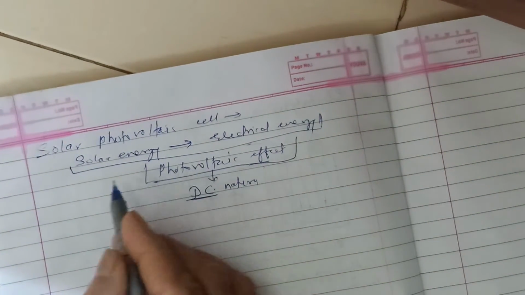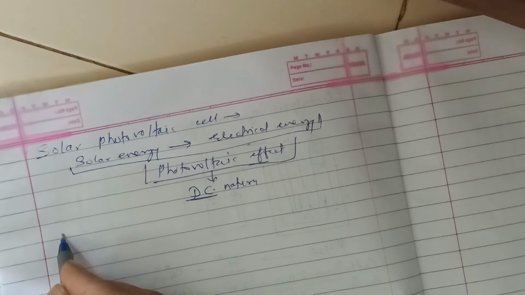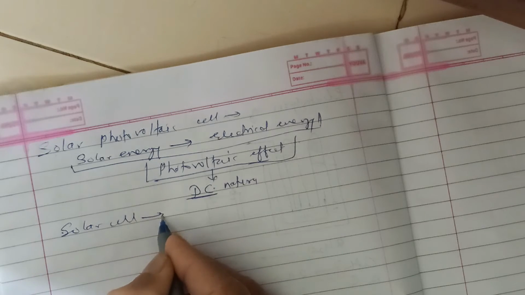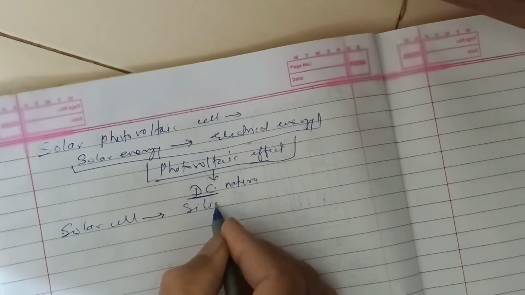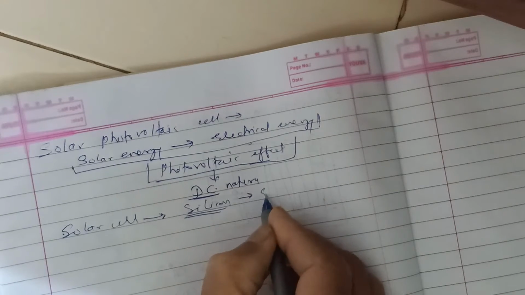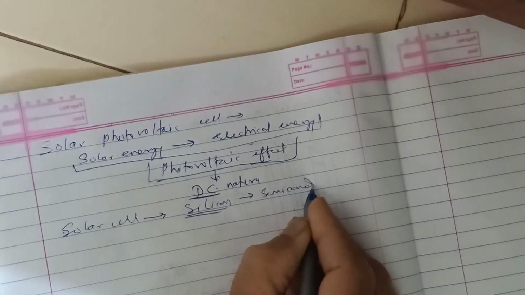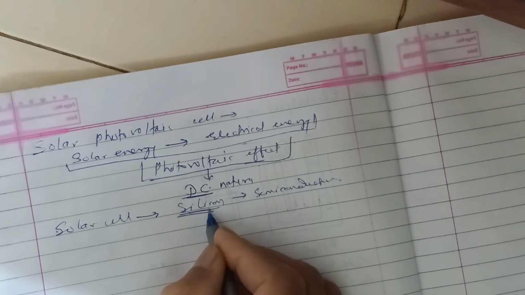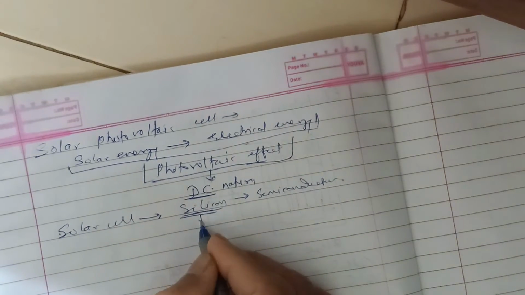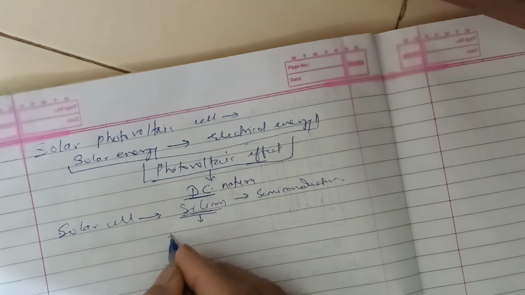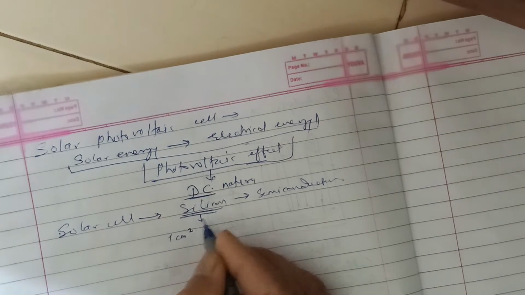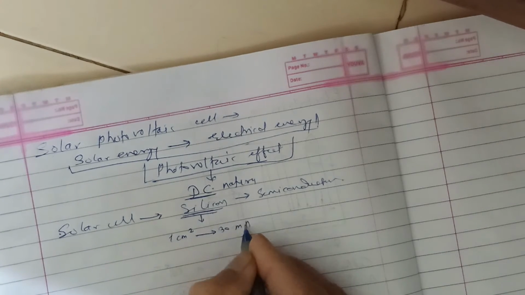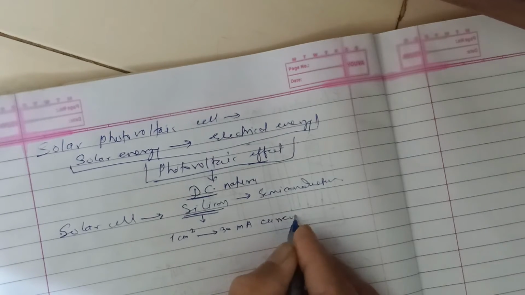In this photovoltaic cell, the solar cells are made up of silicon, which is called a semiconductor. Regarding the capacity of silicon, if we use 1 centimeter square of silicon, 30 milliampere current is produced.